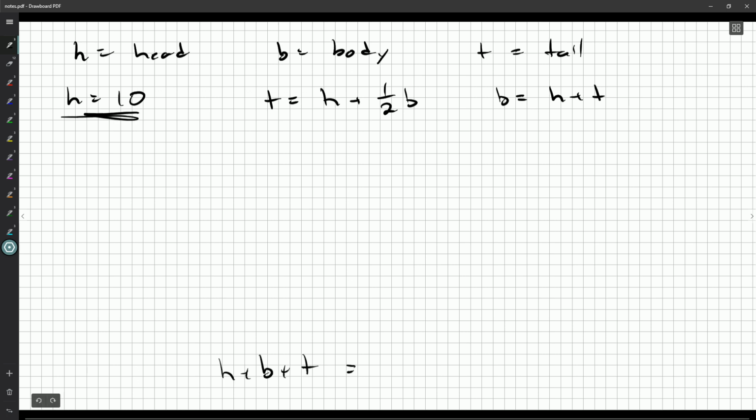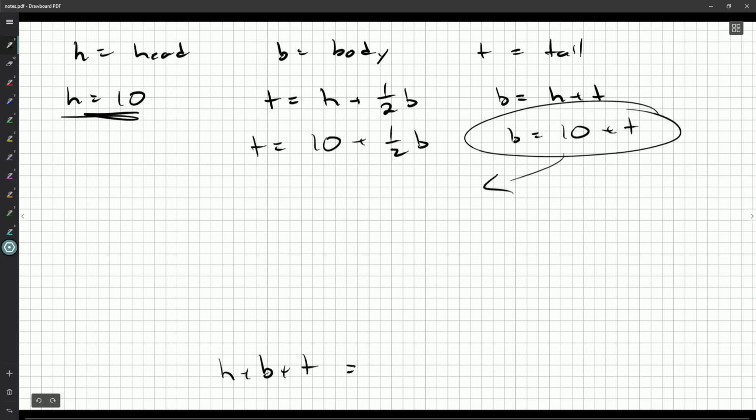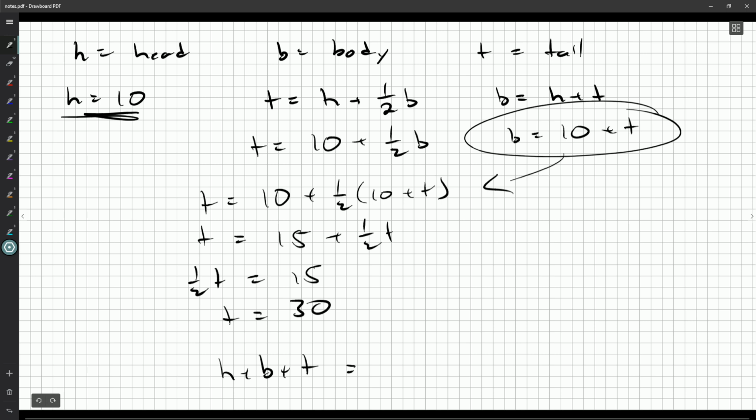Well, I know the head is 10, so we can sub that in. 10 plus 1/2 the body, and the body is 10 plus whatever the tail is. So now I'd really like to know either T or B. Let's take the tail and sub it in here. So the tail is 10 plus 1/2 of 10 plus the tail. That's going to be 15 plus 1/2 the tail. Subtract 1/2 a tail from both sides: 1/2 the tail is going to be 15. Multiply by 2 on both sides, the tail is going to be 30.